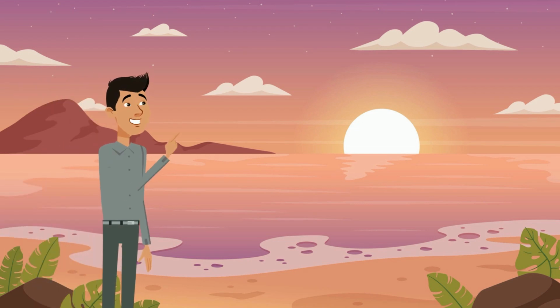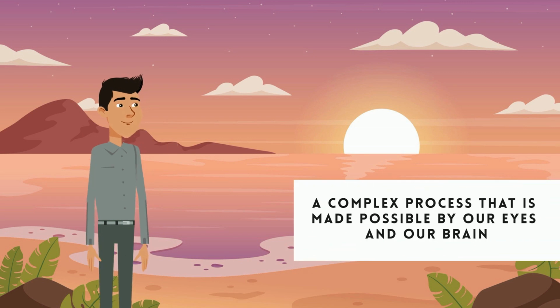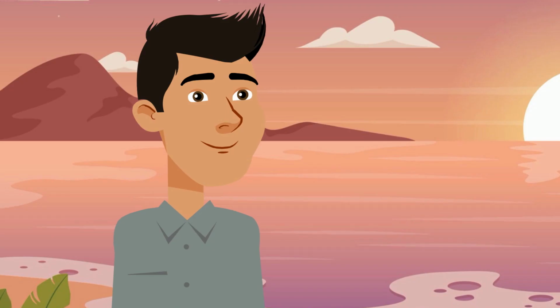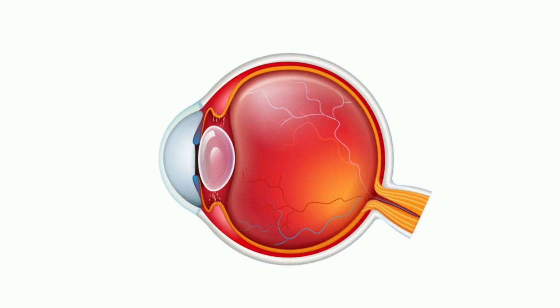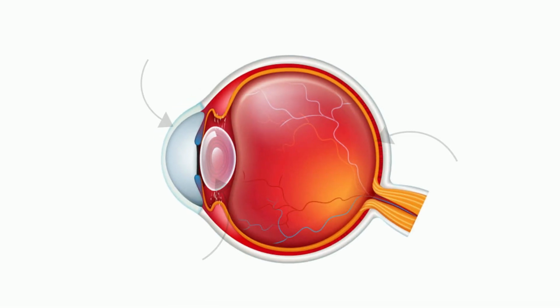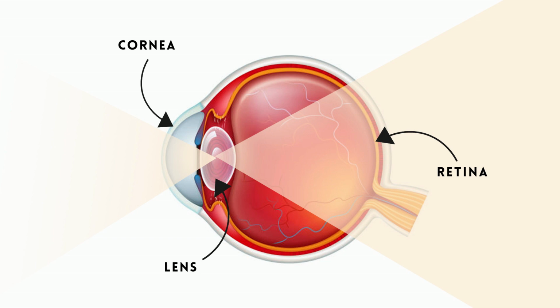Have you ever wondered why the world looks so colorful? The answer lies in our ability to see colors. It is a complex process that is made possible by our eyes and our brain. When we look at an object, light enters our eyes through the cornea and passes through the lens, which focuses the light onto the retina.